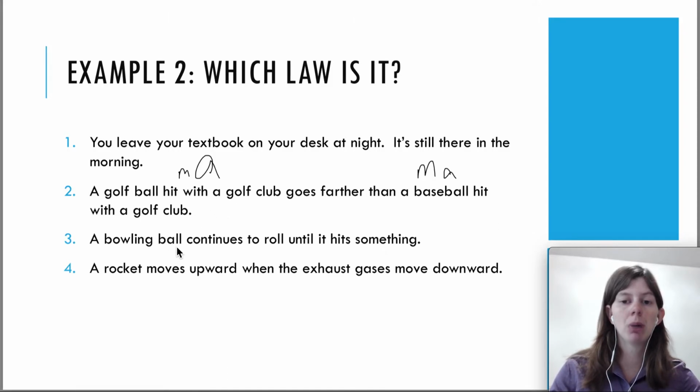Number 3, a bowling ball continues to roll until it hits something. This is Newton's first law. An object moving will keep moving unless there's a net external force acting on it. And number 4, a rocket moves upward when the exhaust gases move downward. Well, you can see this is Newton's third law because the rocket is pushing down on the gases, and then the gases are what are actually pushing the rocket upward.